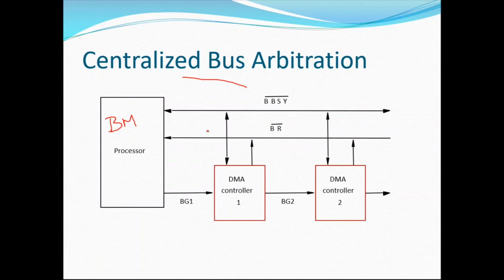There are two daisy chained lines coming from the processor, and they are connected with all the DMA controllers. Here we have only two DMA controllers, so it is connected with the two. If there are more than two, it will be connected with more than that also.